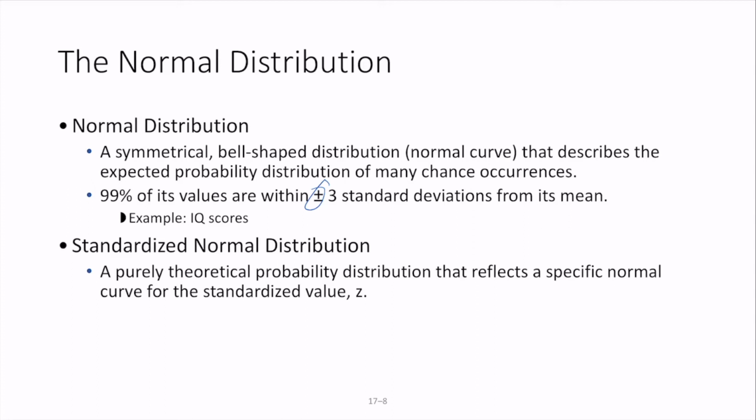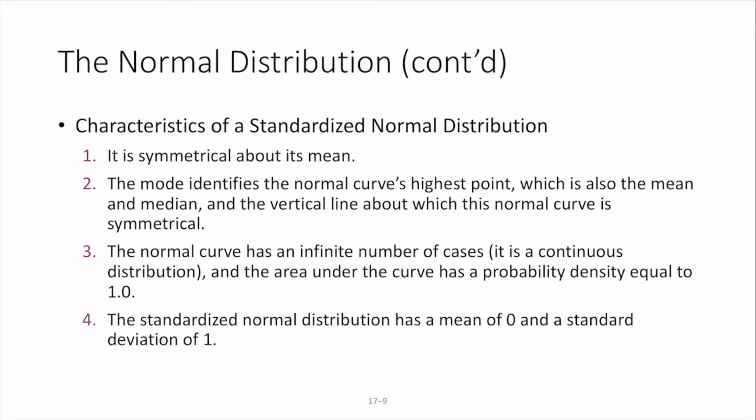But this is what you need to know so far about the distributions. What are the characteristics of a standard distribution? Well, it's symmetrical about its mean, and we'll take a look at that. The mean identifies the normal curve's highest point, which is also the mean and median and the vertical line about which the normal curve is symmetrical. And you'll see what I'm talking about. Well, you could probably see it now in the textbook.